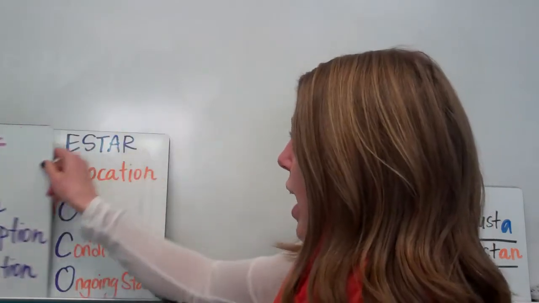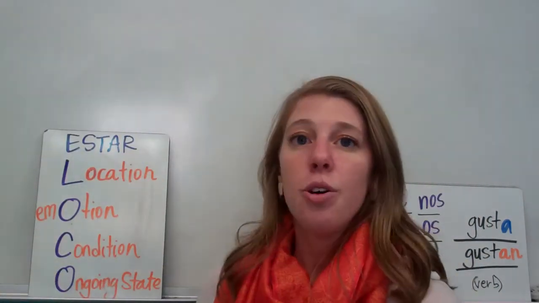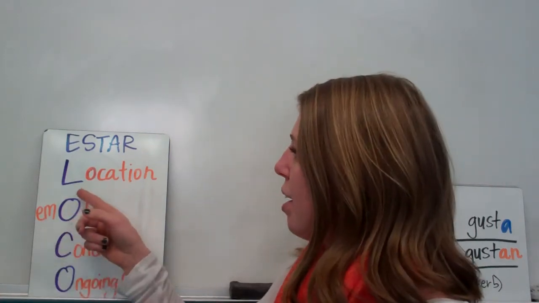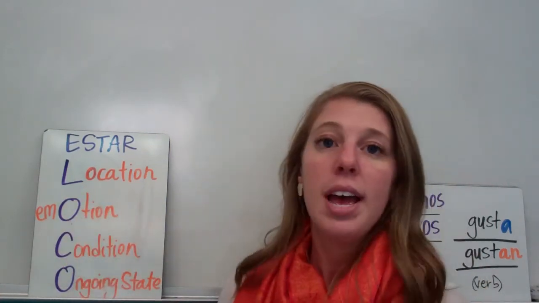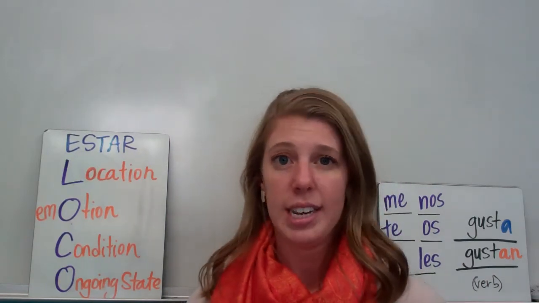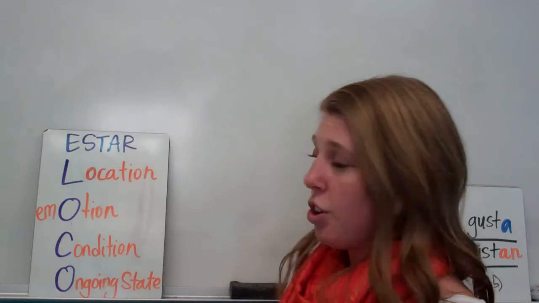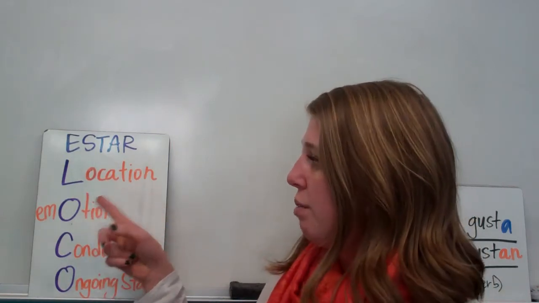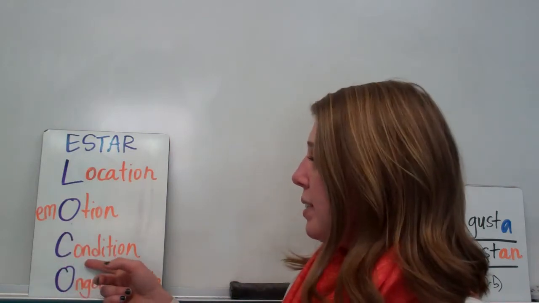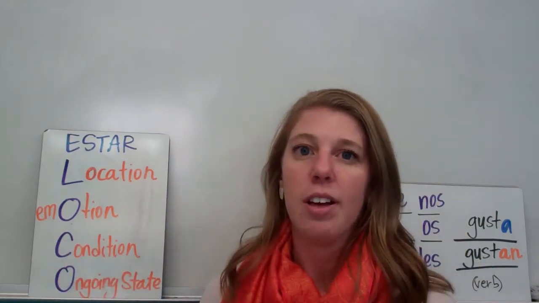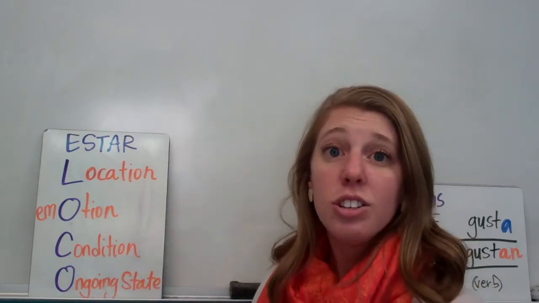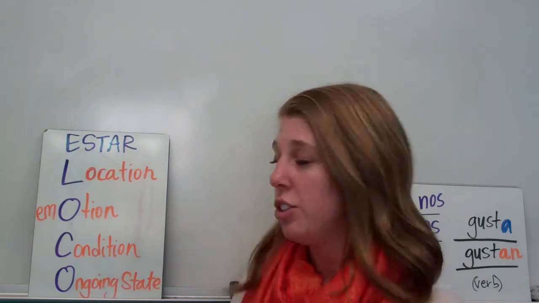Moving on, we have estar. So estar is for more temporary things, and so we have the acronym LOCO, meaning crazy, and so everybody once in their lifetime has been temporarily crazy, and so that's what we use for estar. So the L stands for location, the O stands for emotion, and the C stands for the condition, like how you're doing right now. Like right now, I'm really good. And the O stands for ongoing state, and we're actually going to learn that in Chapter 1 of Spanish 2.